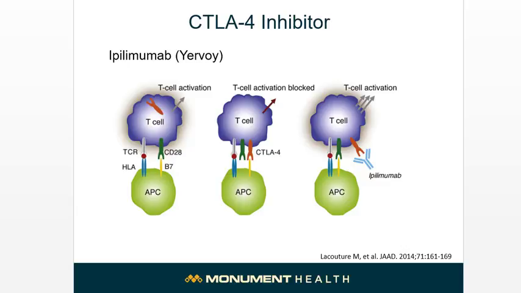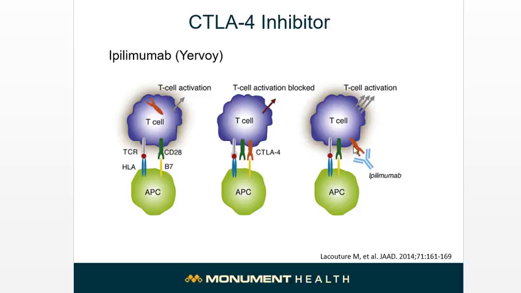The first immune checkpoint inhibitor we have here is ipilimumab, or Yervoy, which was the first immune checkpoint inhibitor therapy approved, and it is a CTLA-4 inhibitor. On the left here we have the normal T cell activation, so a T cell and its CD28 receptor binding with an antigen presenting cell and a B7 ligand. When these two interact we have normal T cell activation.